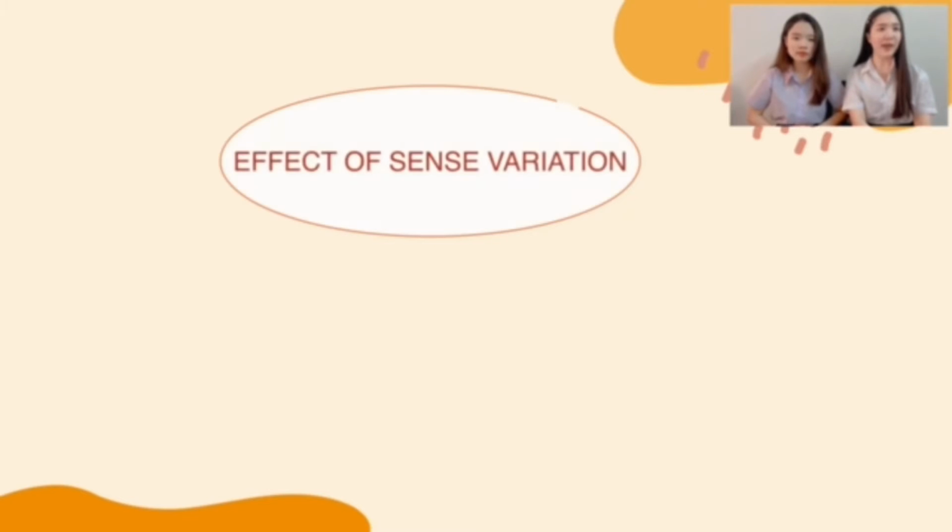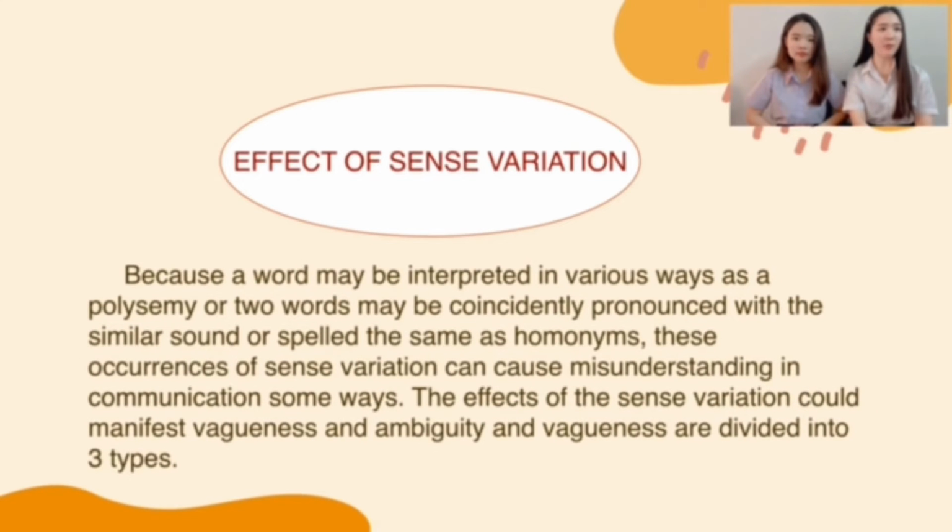Finally, the effect of sense variation. Because a word may be interpreted in various ways as polysemy, or two words may be coincidentally pronounced with a similar sound or spelled the same as homonyms, this occurrence of sense variation can cause misunderstanding in communication. Some ways the effect of sense variation could manifest are vagueness and ambiguity.